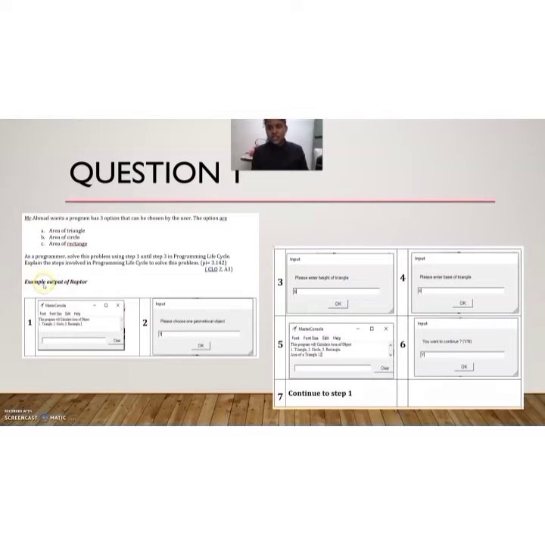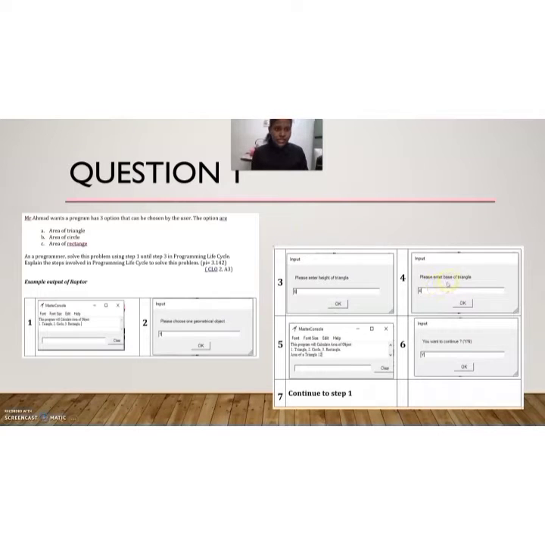They have given several output examples which we are going to use in our flowchart later. We must refer to this to do our Raptor. The first example is the output: this program will calculate area of object, number 1 triangle, number 2 circle, number 3 rectangle. The second example is please choose one geometrical object, so from these three we have to choose one. Number 3 example is please enter height. That is our first input which we got from this example.